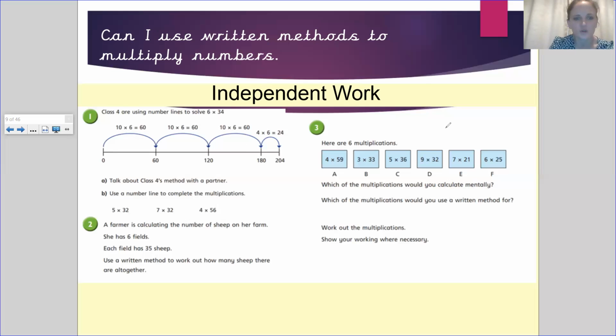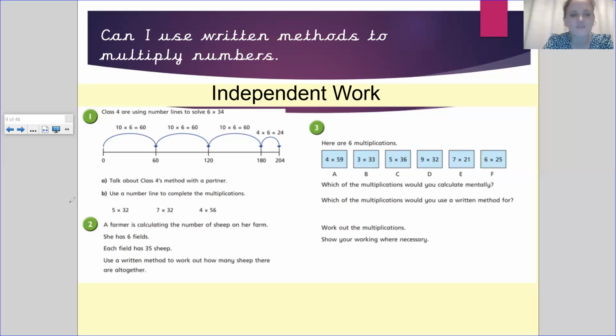I will show you just the beginning of this question. They would break that up into 10, 10, 10, and 2, and you would go 5 times 10, 5 times 10, 5 times 10, and 5 times 2. And that would help you do that. So complete those 3 questions.